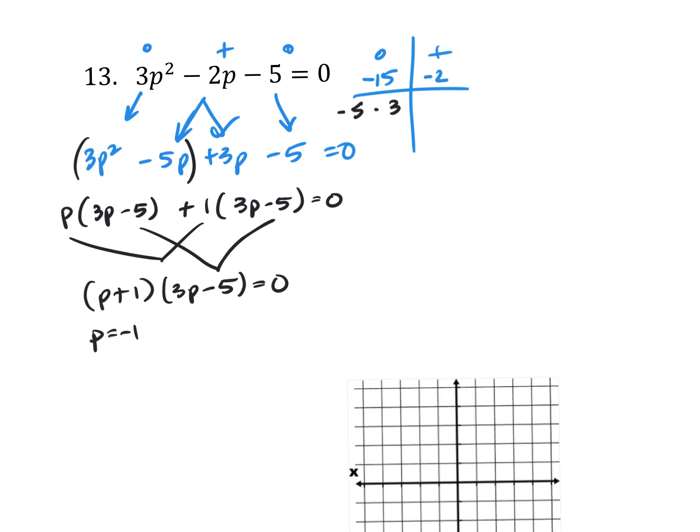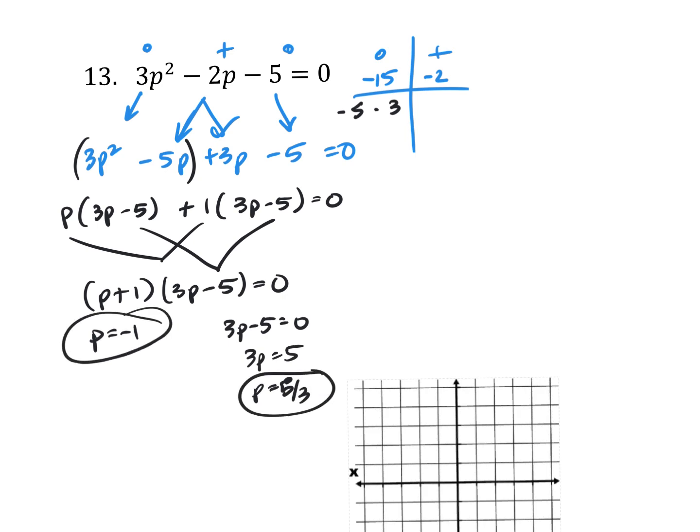And anyone else doing that one in their head? 5/3, right? And again, if you're like, dude, how did you do that in your head? We just set them each equal to 0. We add my 5, we divide by my 3, and I get 5/3. Those are my 2 zeros.